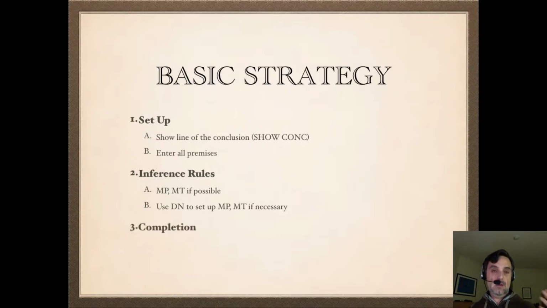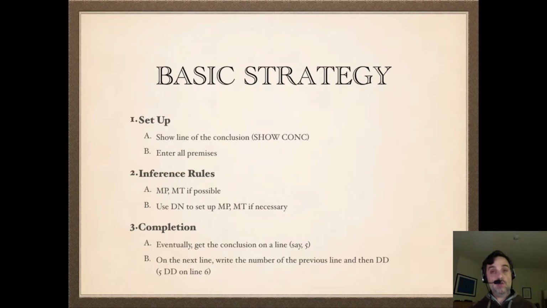Then finally, you want to finish the derivation. How does that happen? At some point, you'll get whatever the conclusion of the argument is on a line. Say you get it on line 5. Then on the next line, in this case line 6, you would write the line number of the previous line, in this case 5, and then DD for direct derivation. So if you have the conclusion on line 5, then on line 6 you write 5DD in the justification column, you hit enter, and you are done. You've boxed and canceled. So that's the basic strategy.